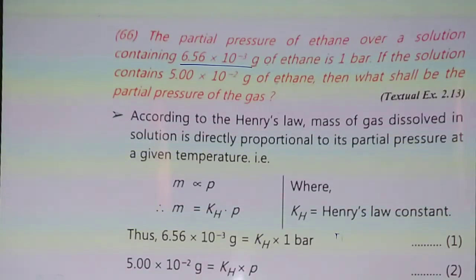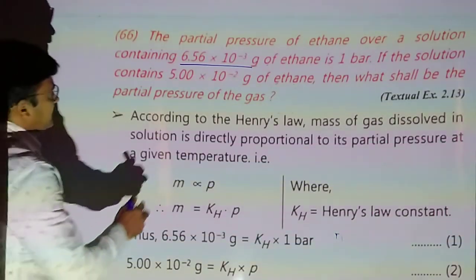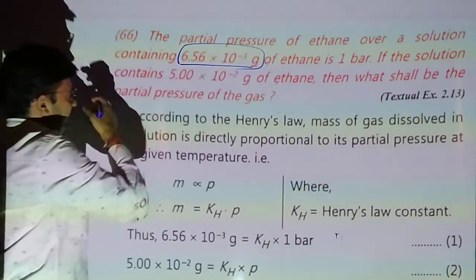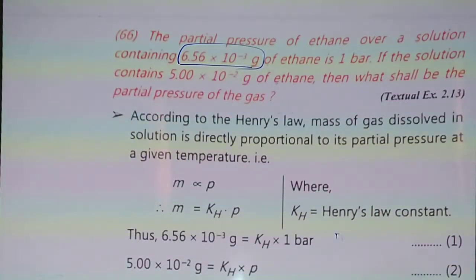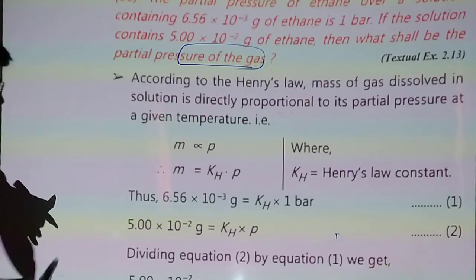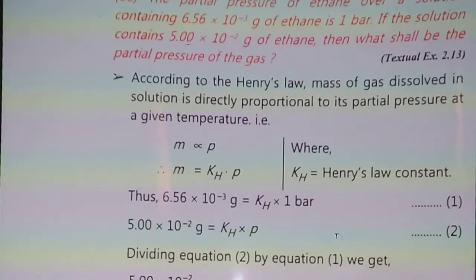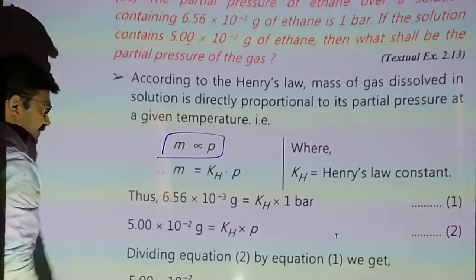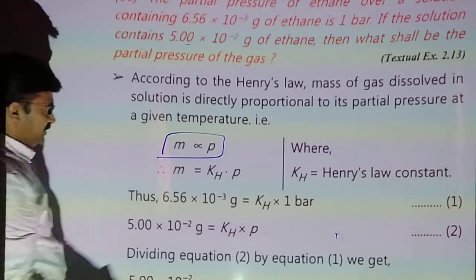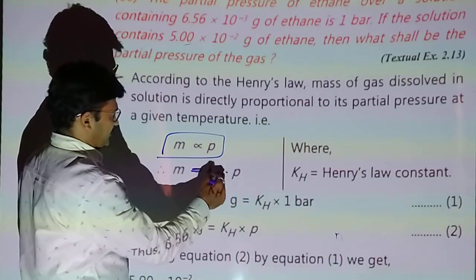If the solution contains 5 × 10⁻² gram of ethane, then what shall be the partial pressure of the gas? We know, according to Henry's law, 6.56 × 10⁻³ gram of ethane was in solution when the partial pressure is 1 bar. Now if the solution contains 5 × 10⁻² gram of ethane, what will the partial pressure be? According to Henry's law, the mass of gas dissolved in a solution is directly proportional to its partial pressure at a given temperature. So molality is directly proportional to partial pressure. So M is equal to Kh into P.